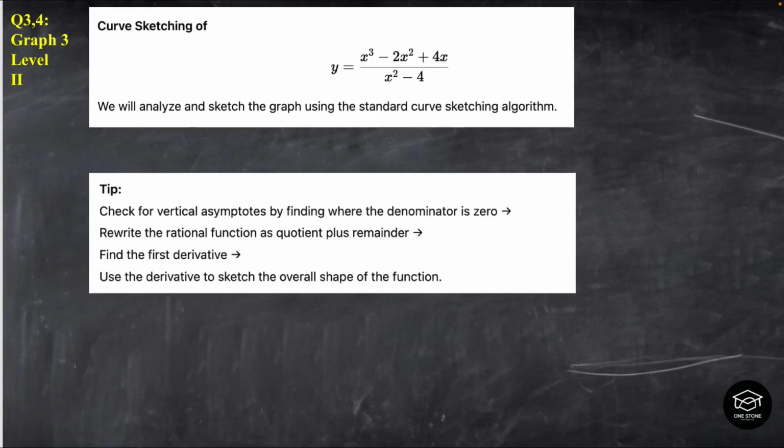We are given the function y equals x cubed minus 2x squared plus 4x over x squared minus 4. This is a rational function, and we're going to sketch its graph using the standard curve sketching process. That includes analyzing the domain, intercepts, asymptotes, the derivative, and end behavior.